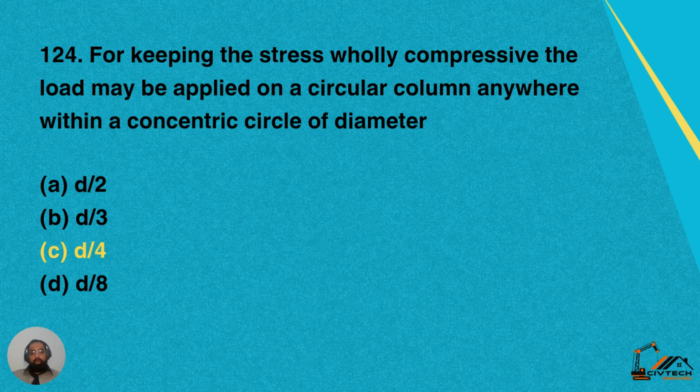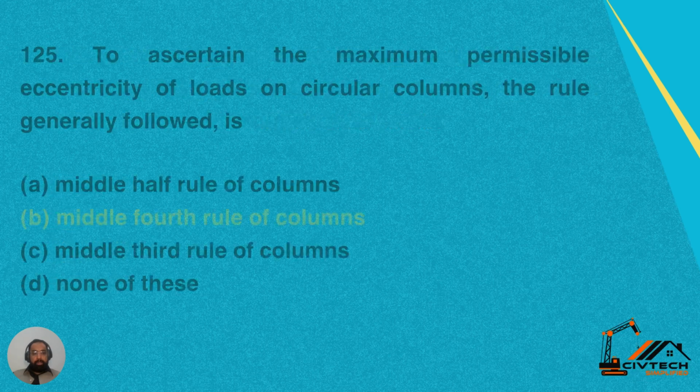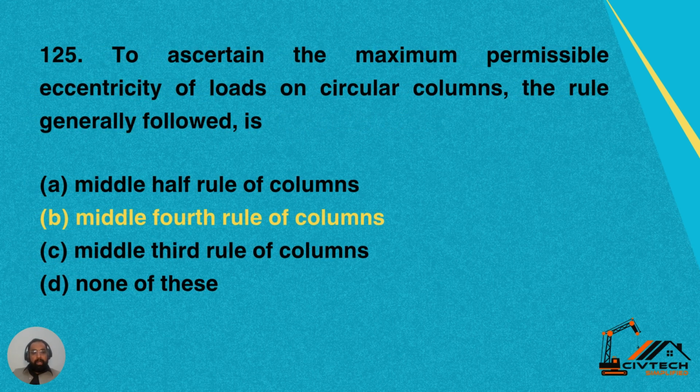124. For keeping the stress wholly compressive, the load may be applied on a circular column anywhere within a concentric circle of diameter, option A, D by 2. Option B, D by 3. Option C, D by 4. Option D, D by 8. So C is the correct option. Load is applied anywhere in the concentric circle of diameter D by 4. C is the correct option for this question.